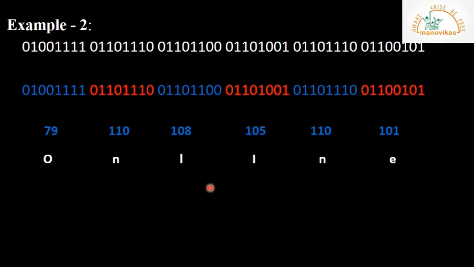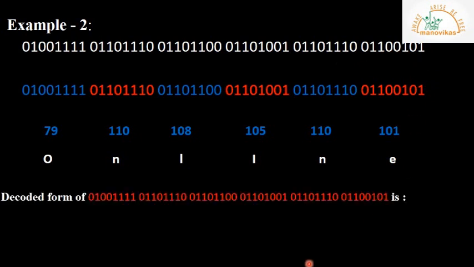Now the final result is online. So online was the message which was given to you in binary form. So the decoded form of this long binary code is online. Is it clear?